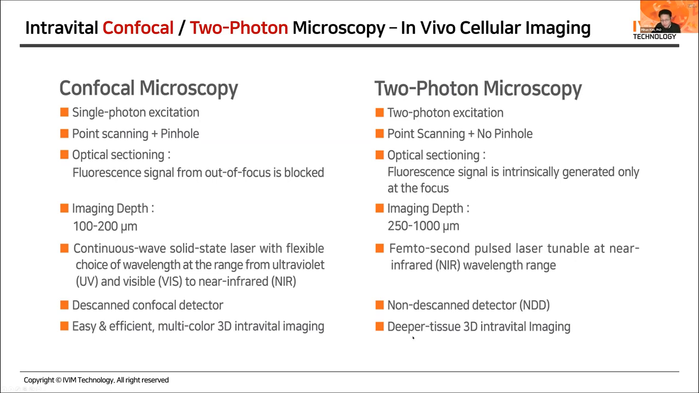So it's a better imaging mode for deeper tissue 3D imaging. But for the two-photon microscope, we only have one wavelength, so multicolor imaging is a little bit limited. The selection of fluorophores for multicolor imaging is limited in the two-photon imaging mode.